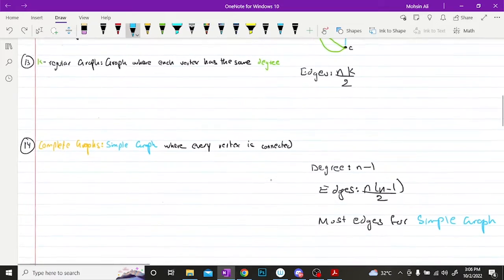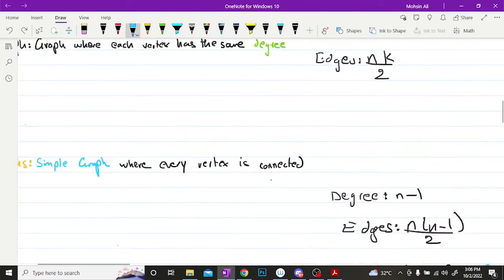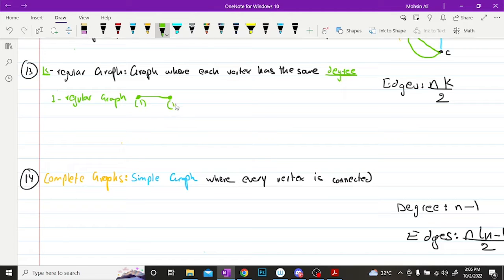Okay, now let's talk about what K-regular graphs and complete graphs are. A K-regular graph is basically a graph in which every vertex has the same degree. For example, a 1-regular graph would just be two vertices connected with one edge. This K denotes the degree of each vertex in the graph, so the degree of this vertex is 1 and this one is also 1.